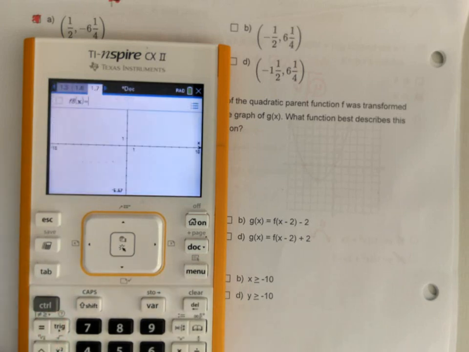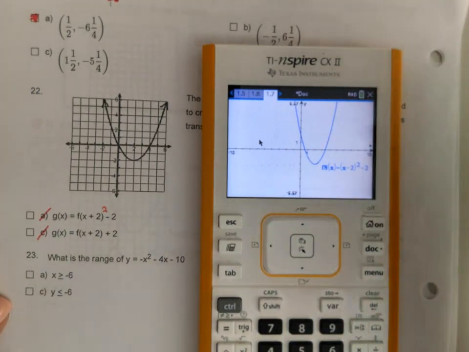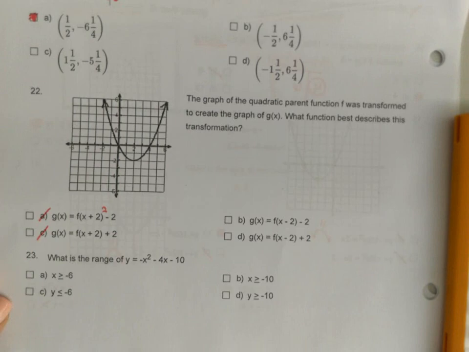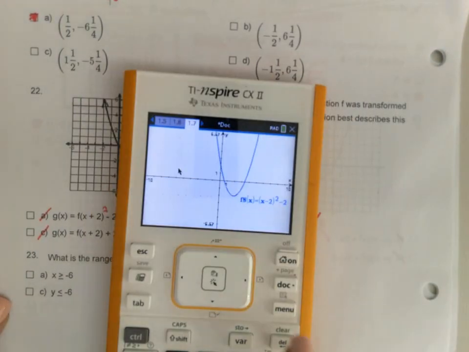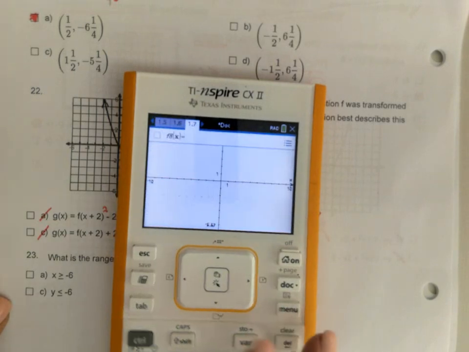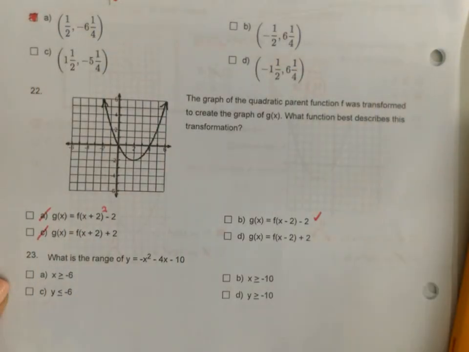Menu 3, 1, parentheses, x minus 2, close parentheses, squared minus 2. Oh, that looks kind of similar. That looks pretty close. Let's check that last one just to see. Menu 3, 1, parentheses, x minus 2, close parentheses, squared, plus 2. No, that's not it at all.